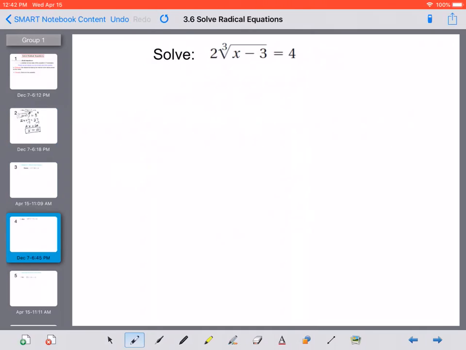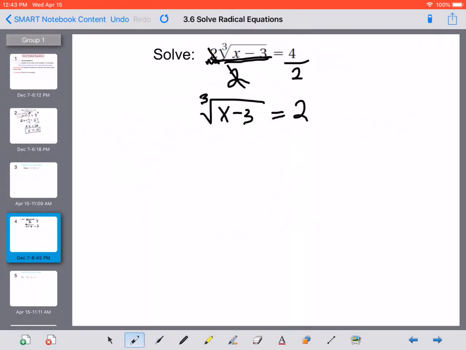Okay, let's do this one together. Remember, step 1 is to isolate your radical. The radical expression is this term right here. We need to get rid of this times by 2. So we're going to take this equation and divide both sides by 2. 2 divided by 2 is 1, so that cancels. Then that leaves you the cube root of x minus 3 equals 4 divided by 2, which is 2.